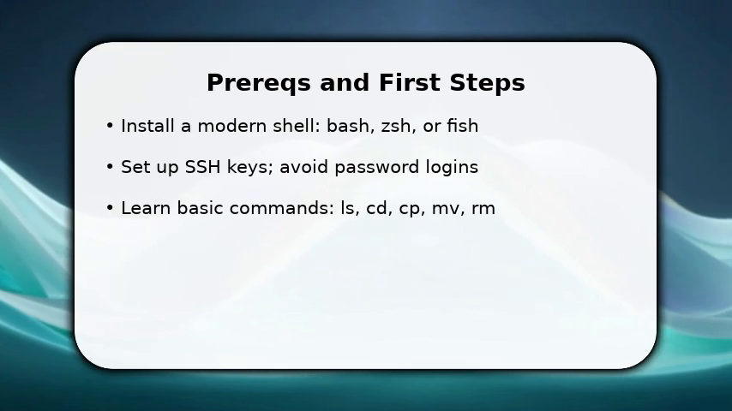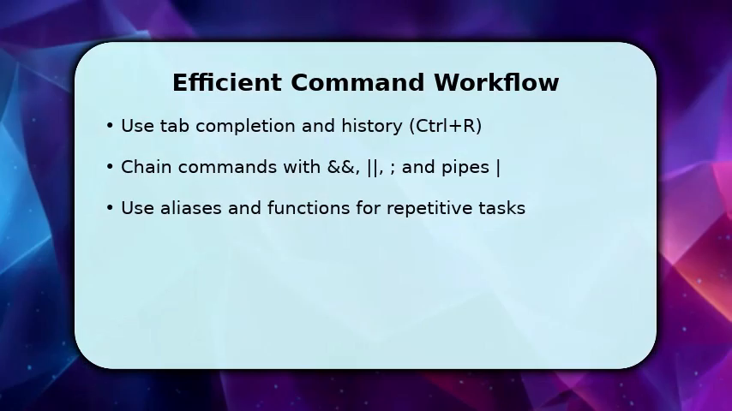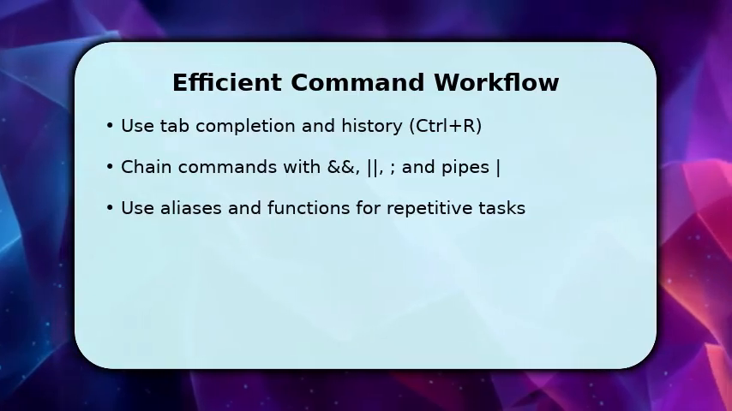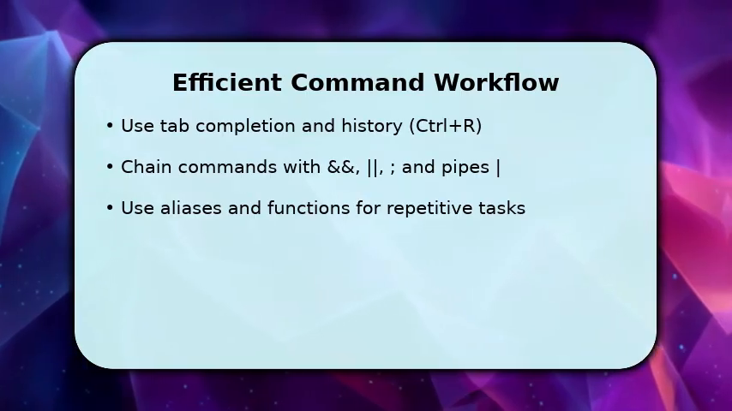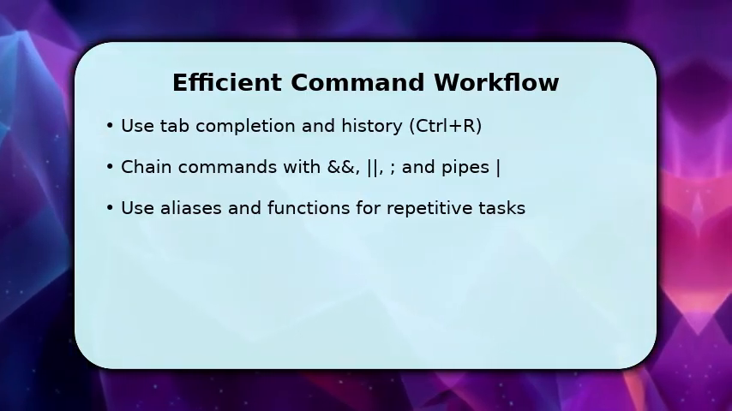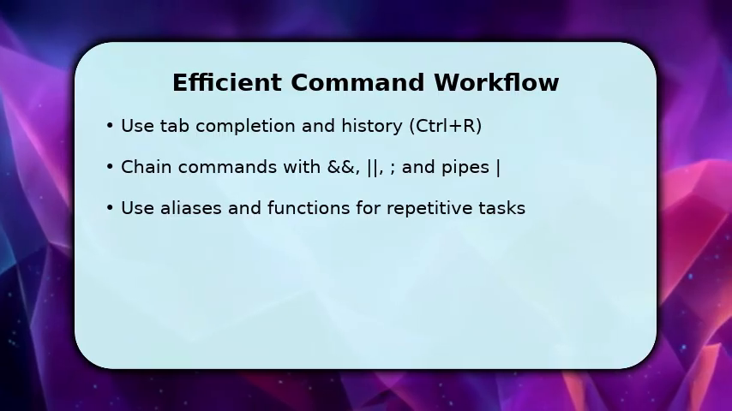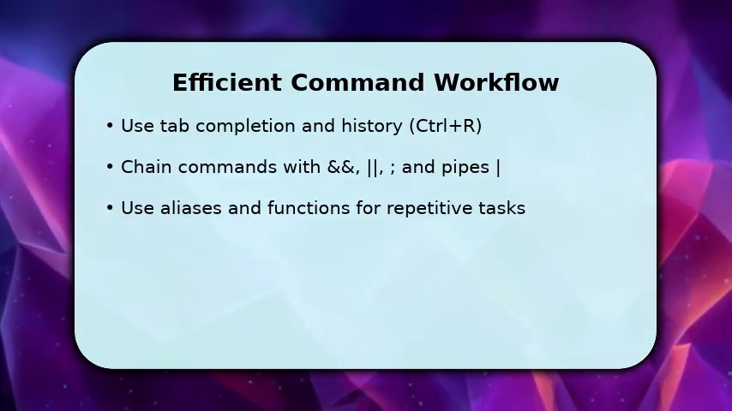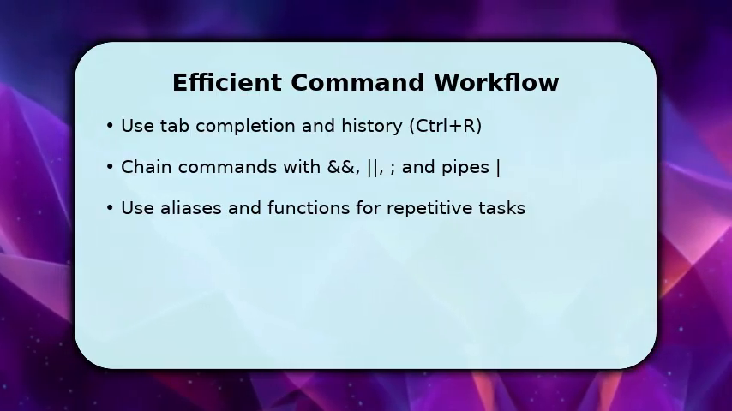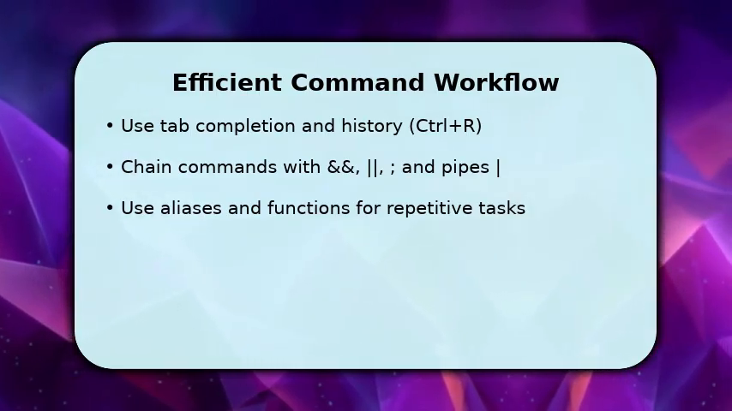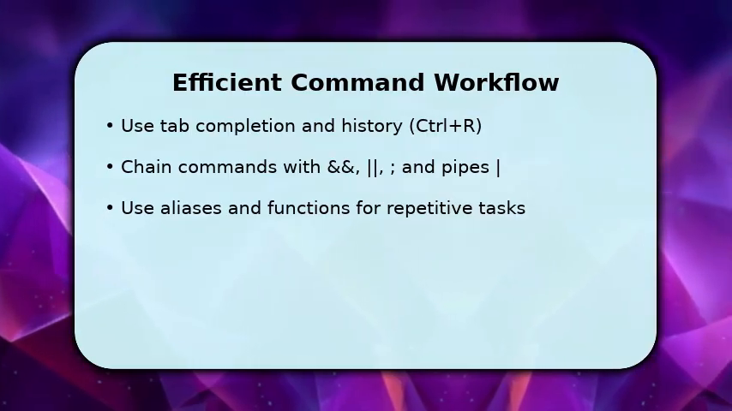You now build a fast workflow: master tab completion and reverse history search, Ctrl+R, to avoid retyping. Pipe commands with | to transform output, and combine checks with && or fallback actions with || so scripts behave predictably. Create aliases in your shell RC file for frequent commands and write small functions for multi-step tasks. This reduces errors and speeds repetition. Once your aliases load, test them and refine names so you remember their purpose.